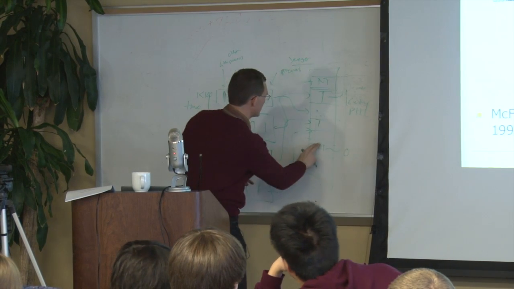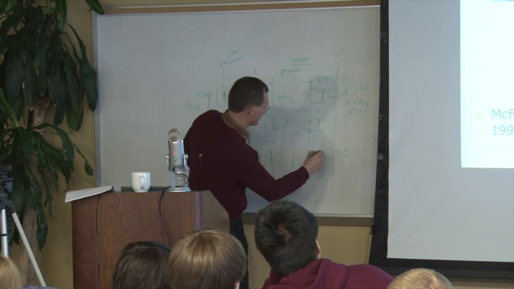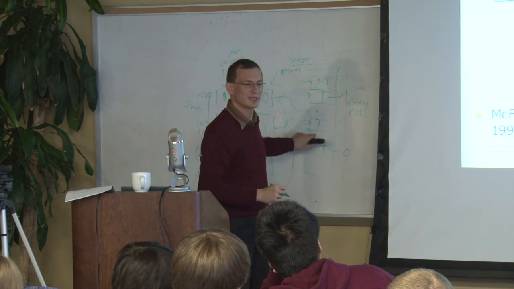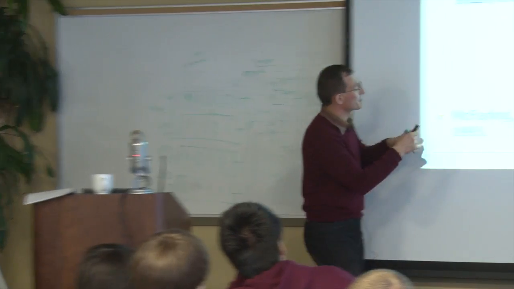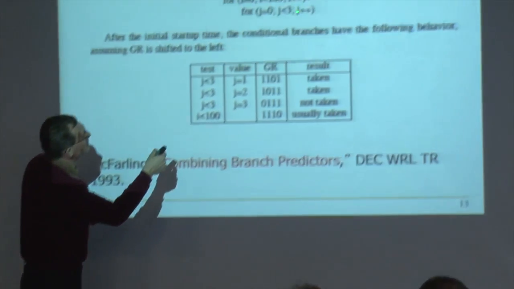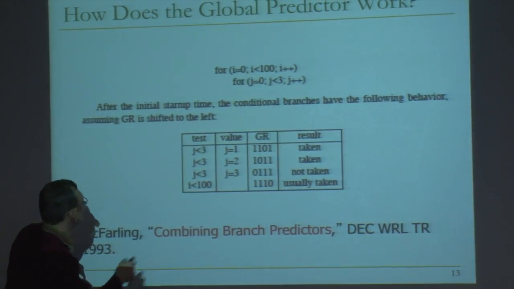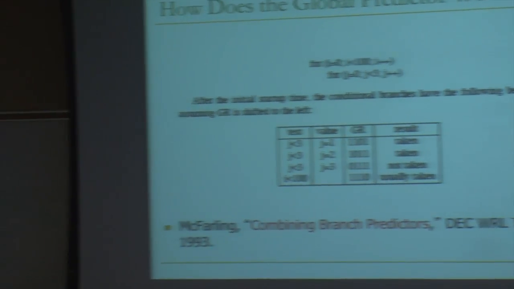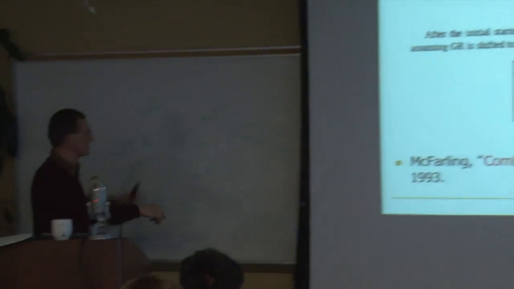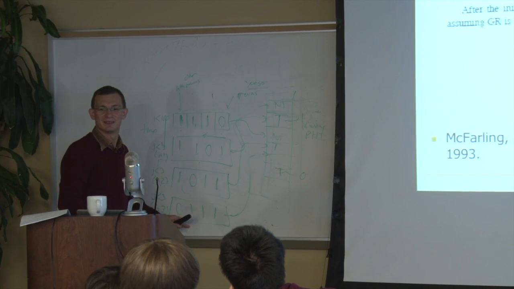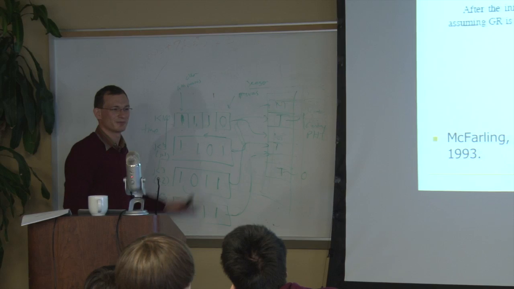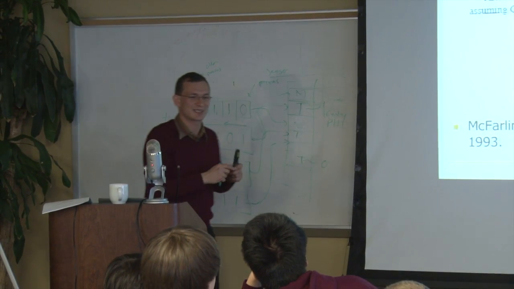Did I say not taken over here? This should be taken, right? I guess I was confused with taken, but I'll correct it right now. So this is not taken because this is the last iteration of this loop, and that's not taken. As a result, you can distinguish between these 4 different branches based on the 4 different histories they display. That's kind of beautiful. I've kind of iterated over this predictor, if you will.